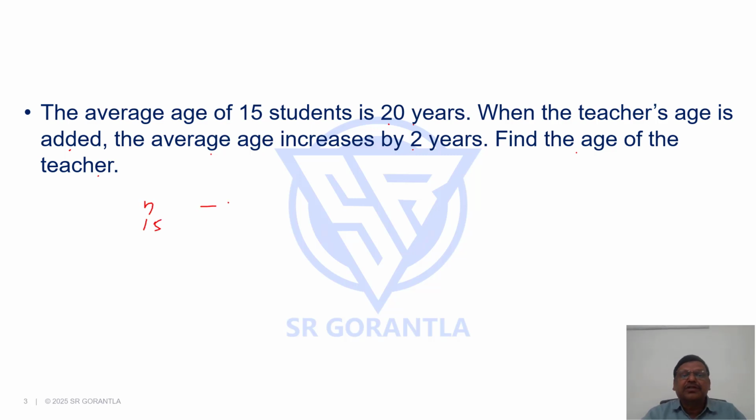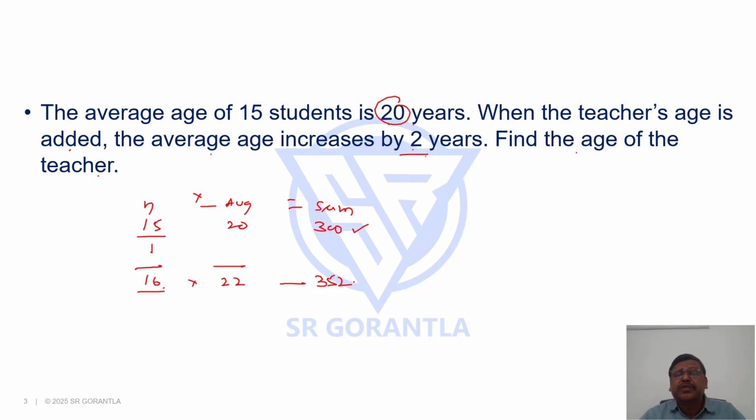There are 15 students. The average is 20 years. So the sum is going to be 15 into 20, 300. And the teacher is added. Now I have 16 people. The average increases by 2, so the original average is 20, now it is 22. The sum is 16 into 22, which is 352. So the 15 students' sum is 300, and the 16 people's sum is 352. The difference, 52, is the age of the teacher. So my answer is 52. This is the traditional method.